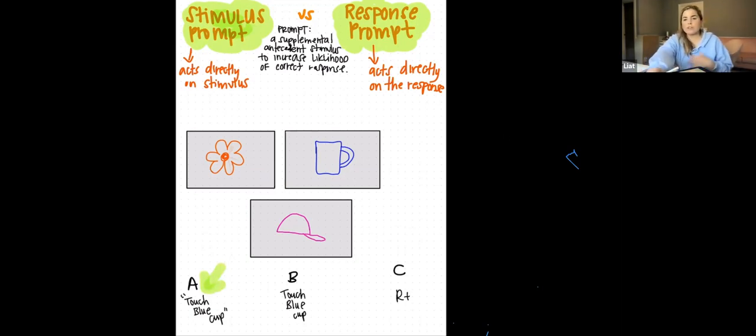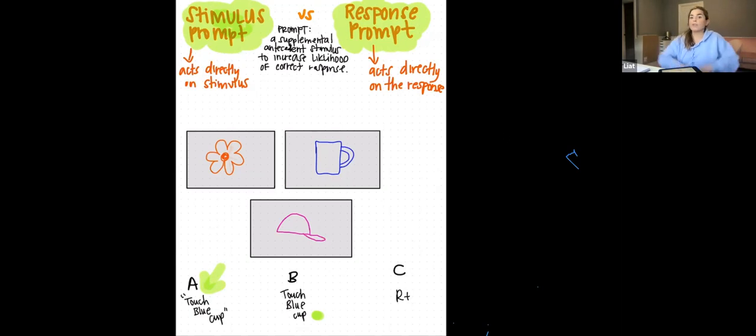If I'm going to do a response prompt, I'm going to do something that acts directly on that response, right? So the response of actually them physically touching the blue cup. So what does a response prompt look like? I'm doing something to the actual response. So maybe I take Hannah's hand and I say, touch the blue cup. And I take her hand and I touch the blue cup, right? I'm doing something to the actual response. And I'm like, great, you did touch the blue cup. That's awesome, right? Because there's also some learning going on there, the fact that I had to prompt.